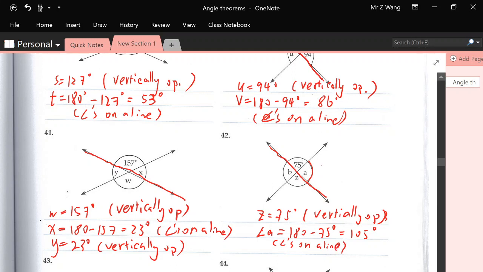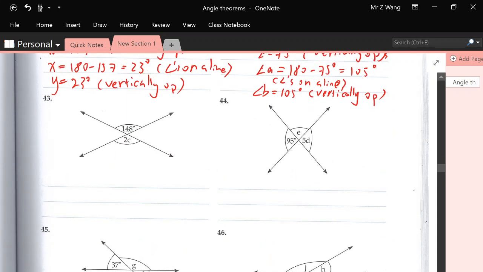And then after, if you go to A, B is easy. B is also 105. The reason is vertically opposite, right? Now here, algebra again. This is 148. The 2C is also 148. We automatically know the angle is 148, right? This is by vertically opposite, right? So C is 74 degrees, right?